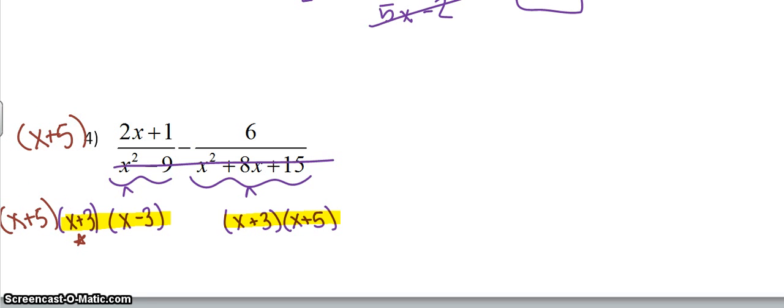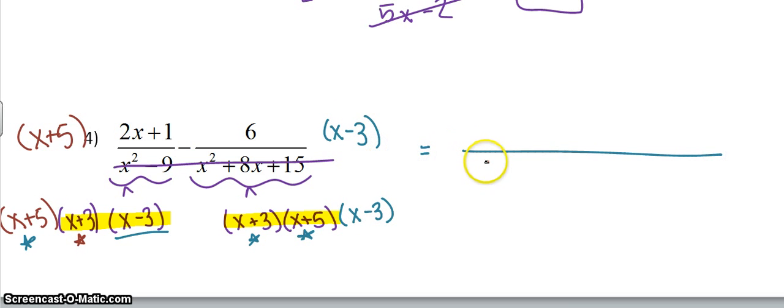Okay, you're going to do the same thing with the second fraction. Now I have an x + 3 in both of them. I have an x + 5 in the first one and the second one also. But what this fraction is missing is this x - 3. So I'm going to go ahead and multiply the denominator and the numerator by x - 3. This looks pretty ugly, but now we can write it as one big fraction under one big common denominator.